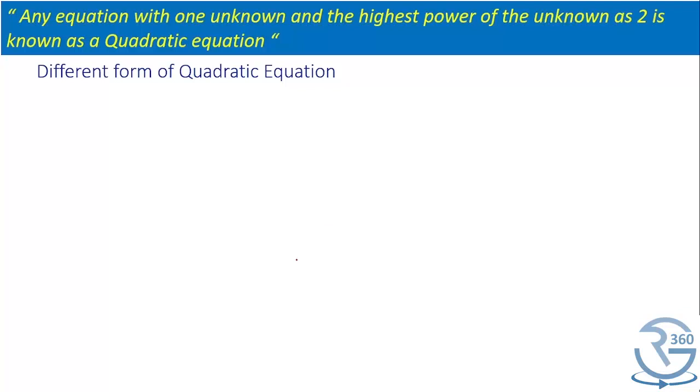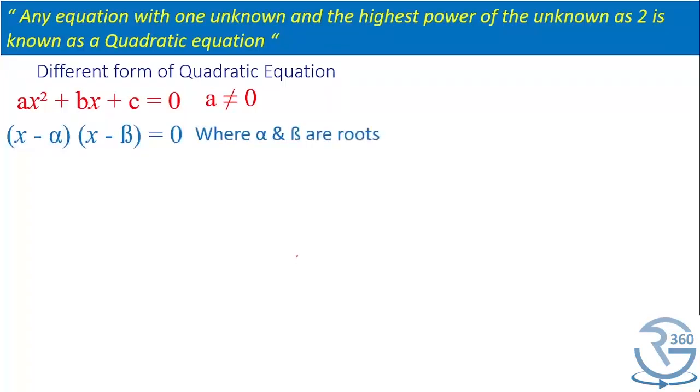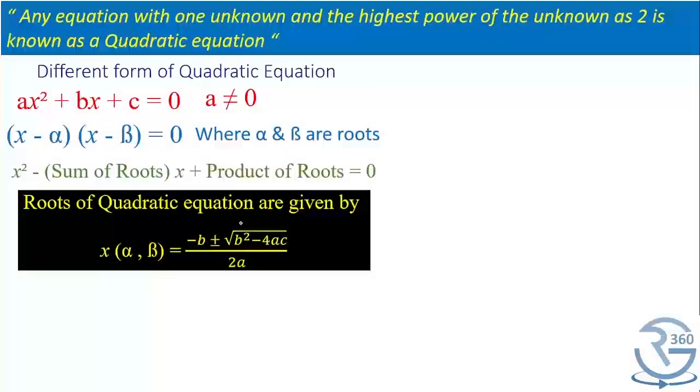So there are different forms of quadratic equation. The first one is ax square plus bx plus c equal to 0, where a is not equal to 0. The second is (x minus alpha) multiplied by (x minus beta) equal to 0, where alpha and beta are the roots of the equation. And third is x square minus sum of roots multiplied by x plus product of roots is equal to 0.